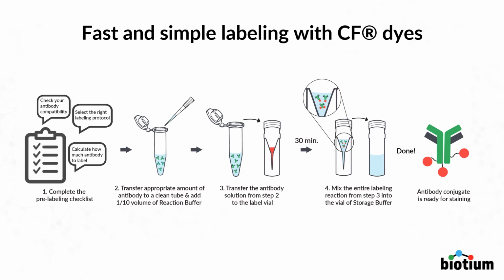And labeling with our mix and stain kits is really fast and simple, particularly with our CF dye antibody labeling kits. Our protocol is incredibly detailed, but the steps are quite simple. All you have to do is complete a pre-labeling checklist of your particular antibody. Then you would add reaction buffer, then transfer it over to the vial with your selected dye, incubate for 30 minutes, and then transfer the entire mixture into another provided vial with our storage buffer. And then you're done. The antibody conjugate will be ready for any downstream staining.